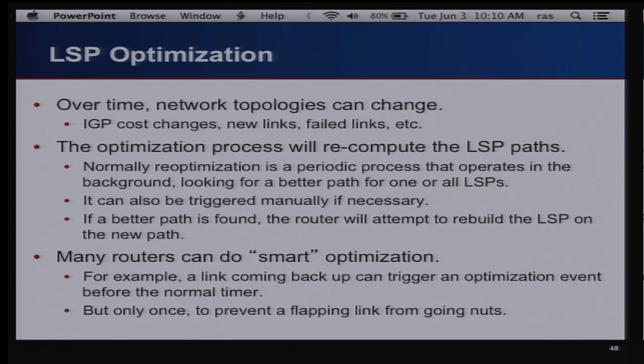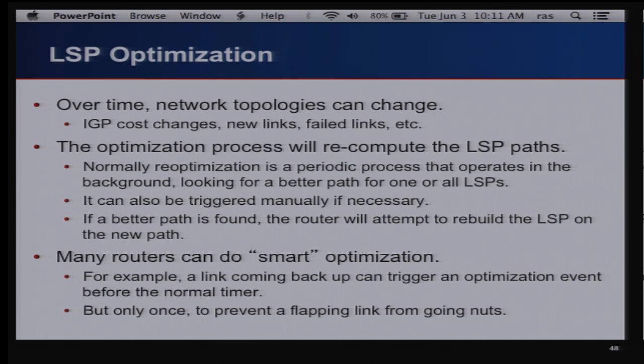So another feature that you care about is LSP optimization. Over time, the network topologies change. The IGP costs change, you add new links, you have failed links. You want to re-optimize the deployment of your LSPs. So there's an optimization process that comes along periodically and looks at it and says, is everything going where I want it to go, and is everything being efficient about it? And if there's new, better paths, it will go try to rebuild and move the LSP.